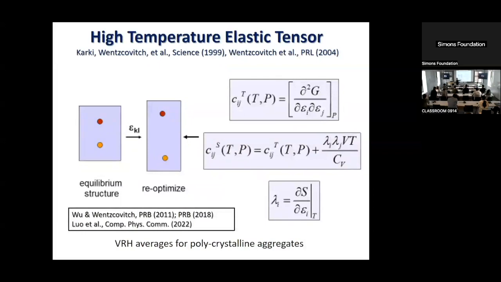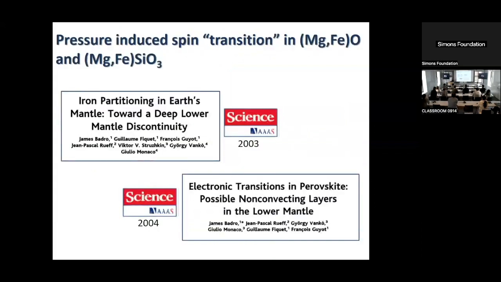The method has been published, the code has been published, and there are tests. So it was in 2003 and 2004 that the spin state change in ferropericlase and bridgmanite, the perovskite phase, was discovered.